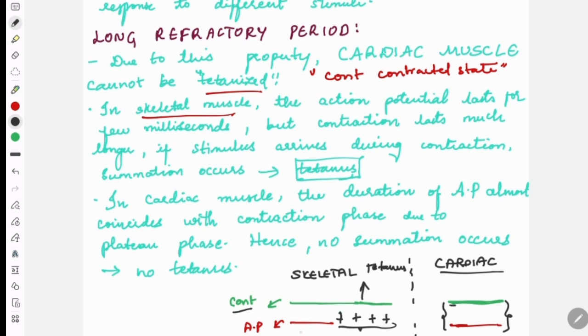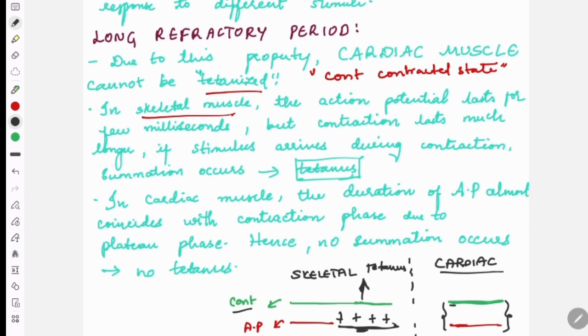Because the action potential in skeletal muscle is for lesser time and the contraction is for more time, there is a chance for the stimuli to undergo summation. That's why summation occurs, and that leads to tetany. Whereas in cardiac muscle the action potential is equal to the contraction state, so there is no chance for the summation to occur, and that is why there is no muscle spasm or tetany.